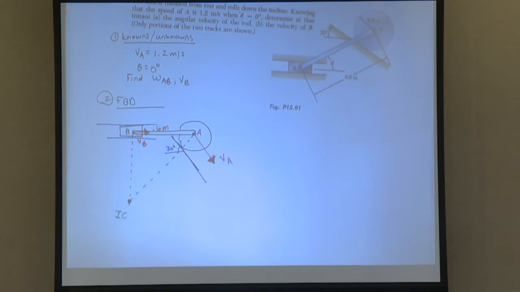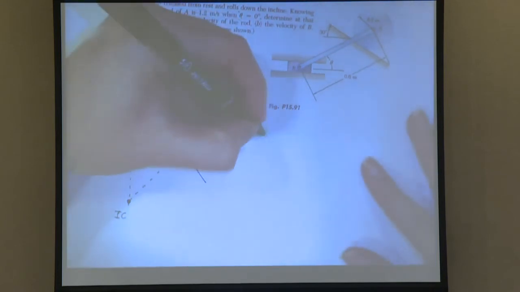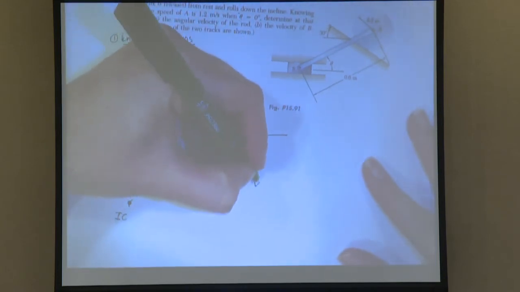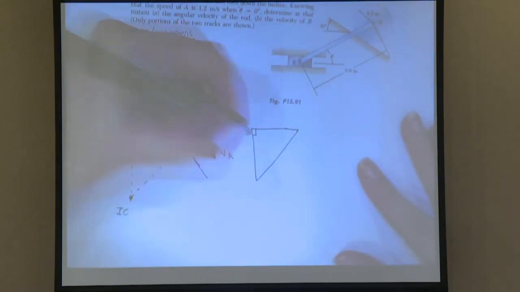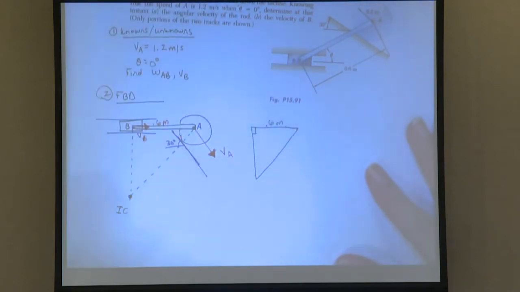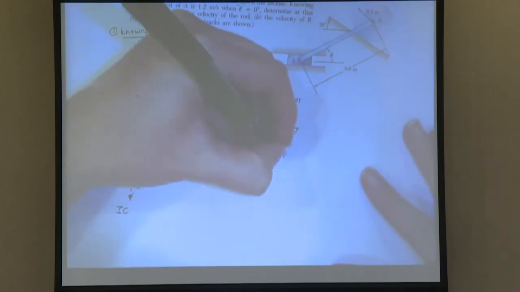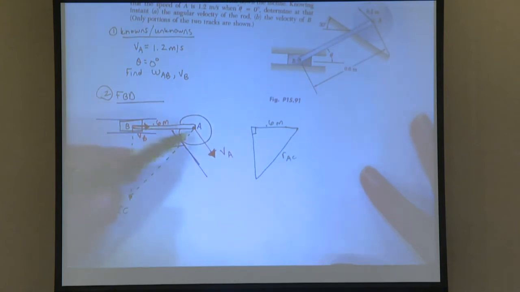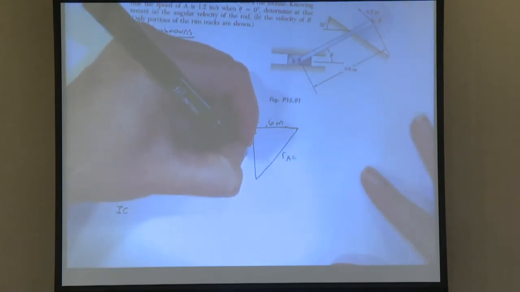But it's all geometric. So if I were to redraw this triangle so it's a little more clear, I know that this is a right angle, and I know that this is 0.6 meters. I'm going to call this RAC, so the distance from A to the instantaneous center, and this is RBC.